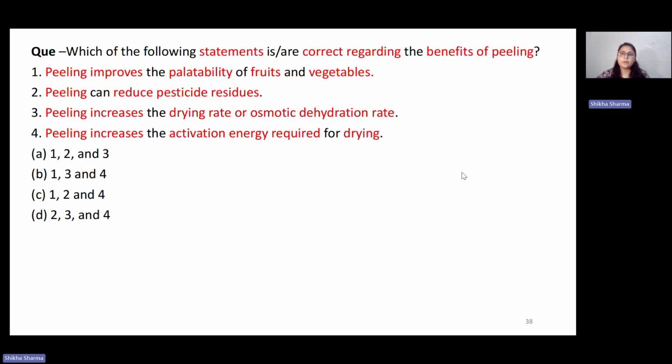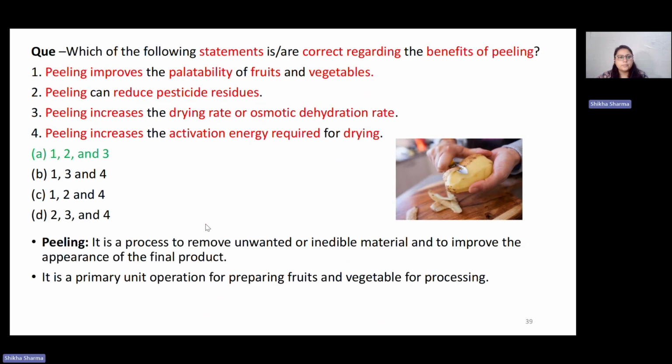Okay, now let's discuss peeling. Which of the following statements is correct regarding the benefits of peeling? Four statements we have: first, peeling improves the palatability of fruits and vegetables. Second, peeling can reduce pesticide residues. Third, peeling increases the drying rate or osmotic dehydration rate. And fourth, peeling increases the activation energy required for drying. Okay, let's see the answer: basically options 1, 2, and 3 are correct here.